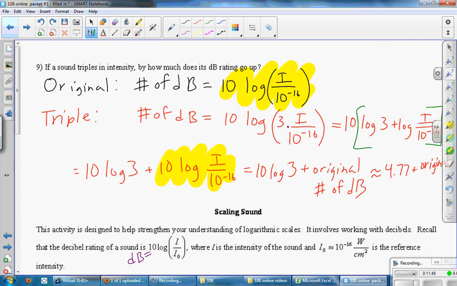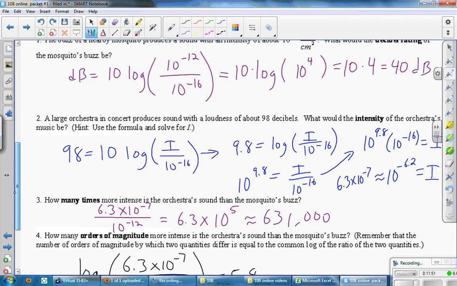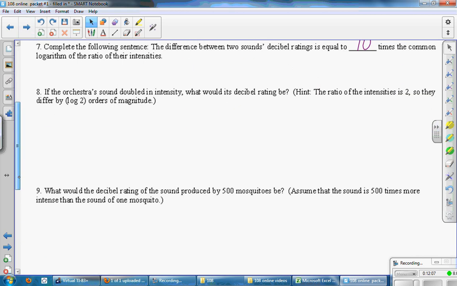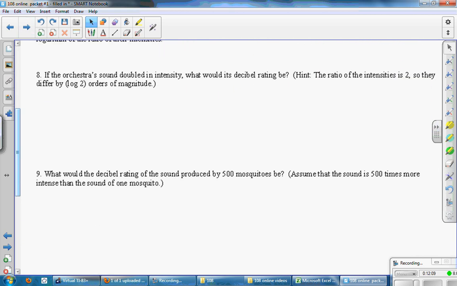So let's actually go back. What was the orchestra's sound to start with? Let's see, it had a loudness of 98 decibels, and down here we found the intensity was that. So we're going to double that, and we're going to figure out what the new number of decibels is. So we're 6.31 times 10 to the minus 7. So we're going to double 6.31 times 10 to the minus 7.